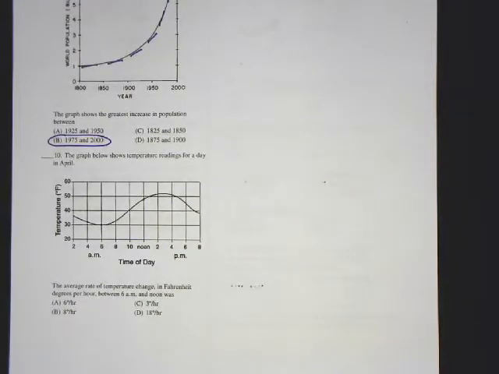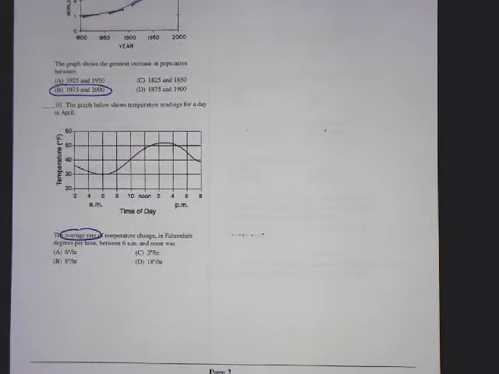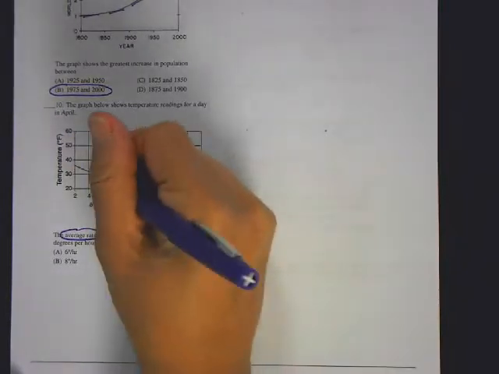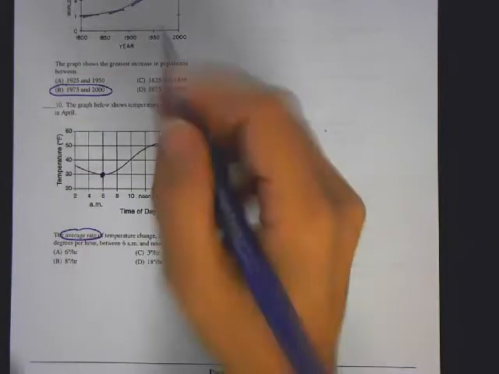Number 10. The graph below shows the temperature readings for a day in April. Okay? What is the average rate of temperature change in Fahrenheit degrees between 6 a.m. and noon? So what I'm going to do is I'm going to highlight here's 6 a.m. and noon, here's noon.